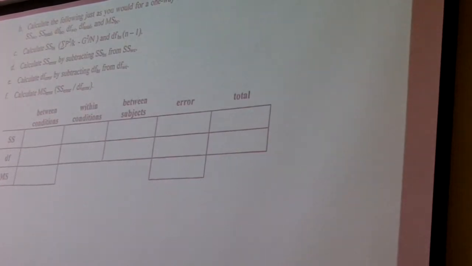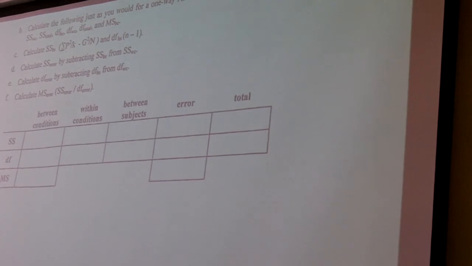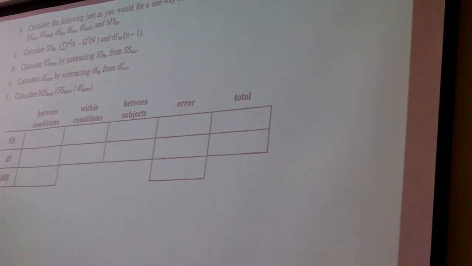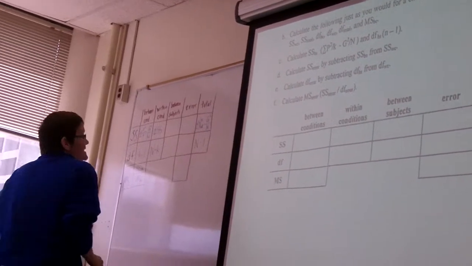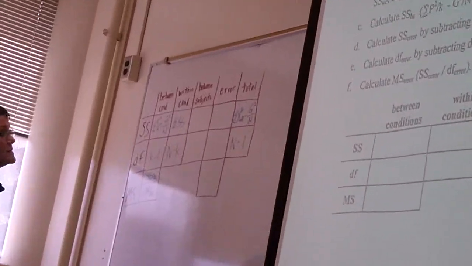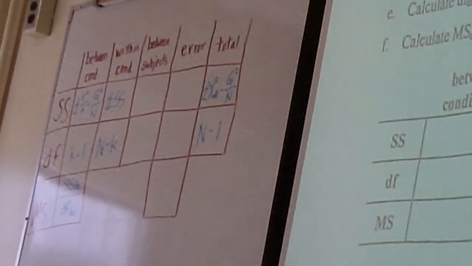Okay. Now I've written up here, I put our little table up here. So remember to get sum of squares between conditions, we use sum of T squared over n minus G squared over big N. So if I do that, what do I get? What's my sum of squares between conditions? 70. I have a vote for 70. Yes? Okay.